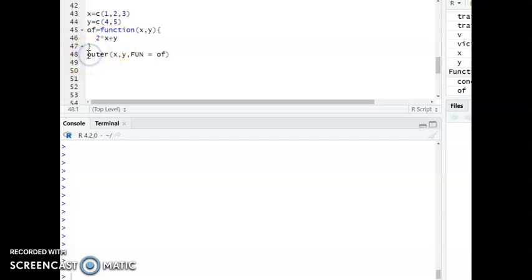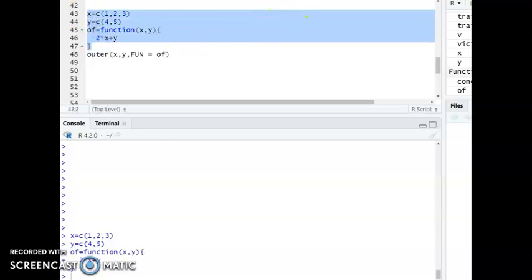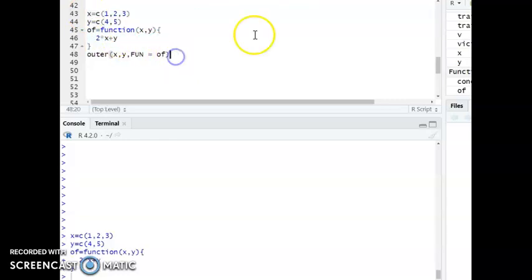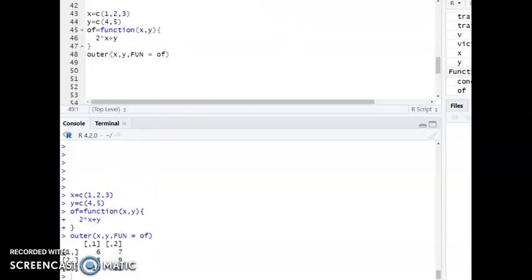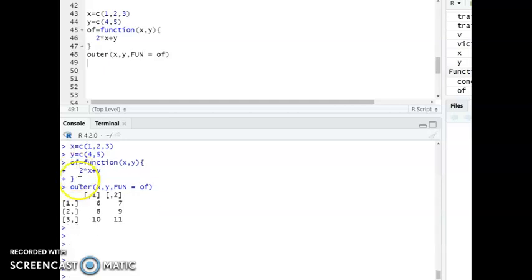Now here you put outer, and after that x, y, and here you put function equal to the function that you know. And what is the name of the function? It is OF. We go through all these difficulties because it is not an operator. So now we have this, and I'm going to run this, and after that I'm going to run the outer function. And as you can see, the results are the same as our manual ones.